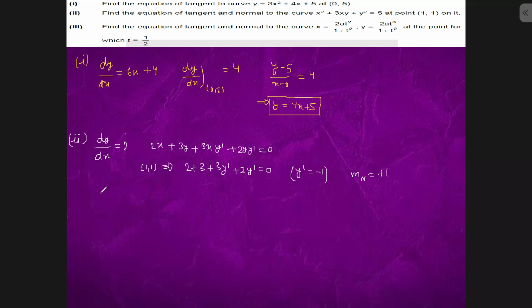So the equation of tangent is y minus 1 over x minus 1 equals minus 1, which is y minus 1 equals minus x plus 1, which is y plus x equals 2.